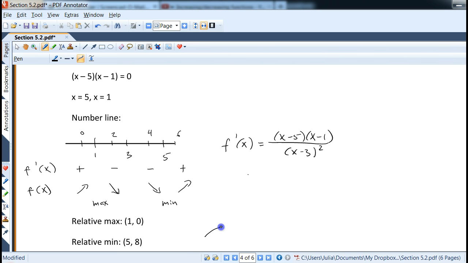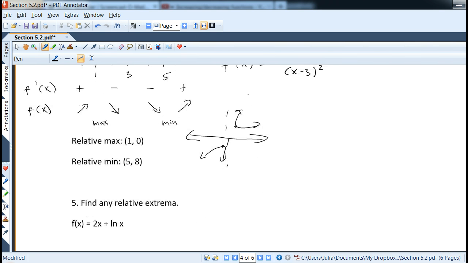If it looks something like this, for example, I'm not saying it does, but this is just an example, with a vertical asymptote, let's say, and the horizontal asymptote. Notice how here is a min, here is a max. Max is lower than a min, so that happens a lot. Okay, let's move on. Now let's try with log functions.